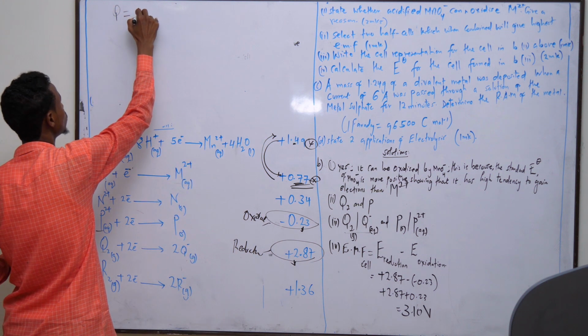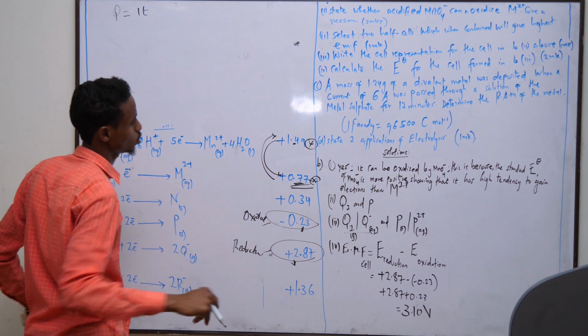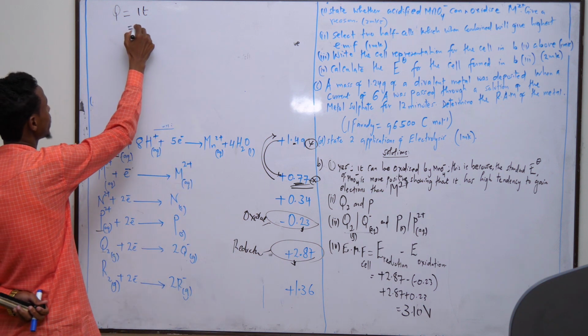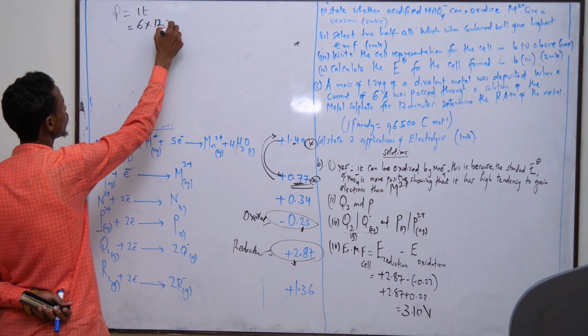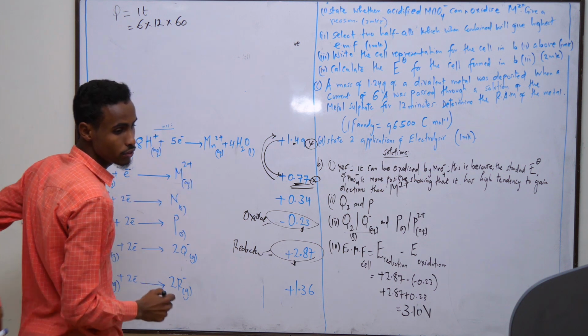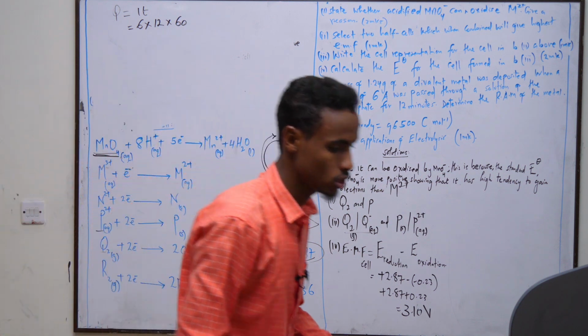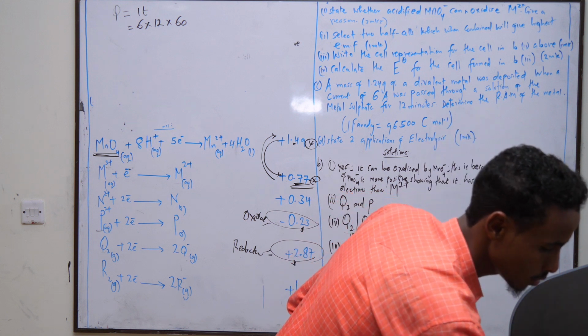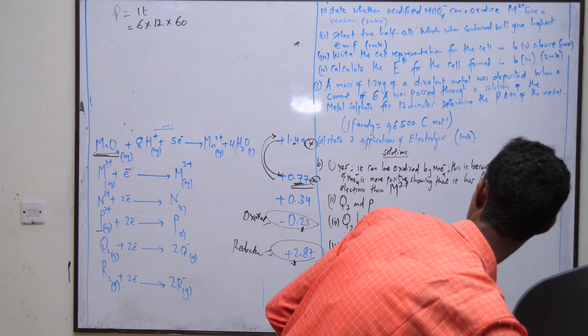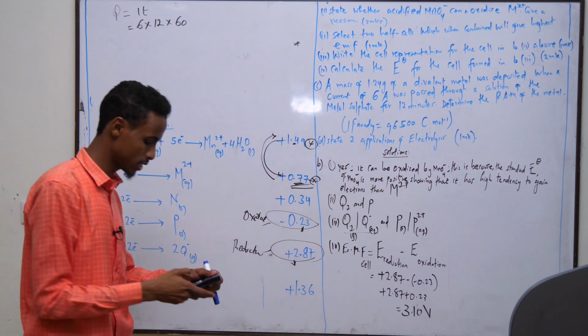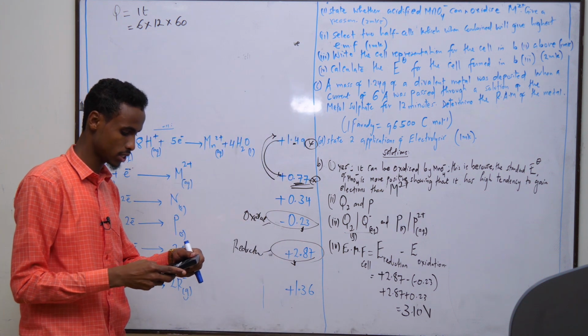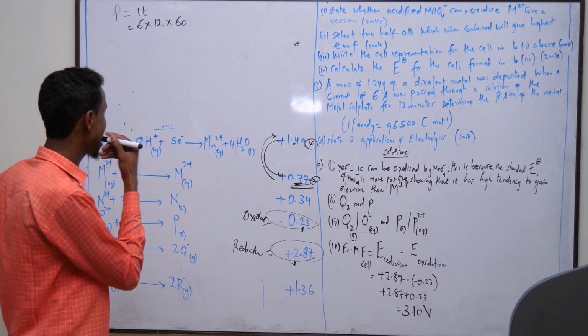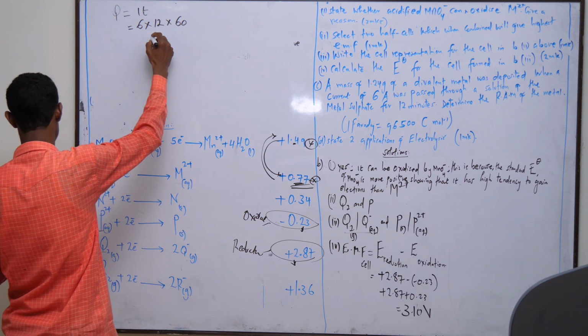Charge Q is equal to I times T. Our current is 6, times 12 times 60. In this case, we need to convert the time to seconds. So 6 times 12 times 60, we are going to get 4320 coulombs.